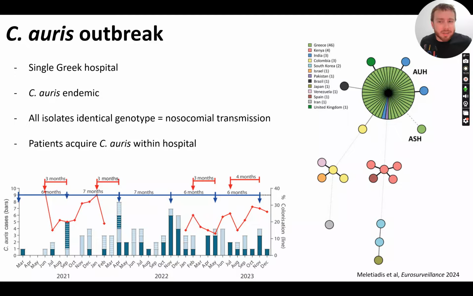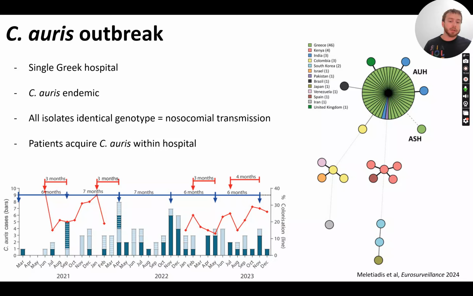And of course, the classic example is once again a Candida auris outbreak. This study was conducted between our lab and a single Greek hospital. And what you can see in the lower left corner, actually in red, the red lines, they indicate the colonization.